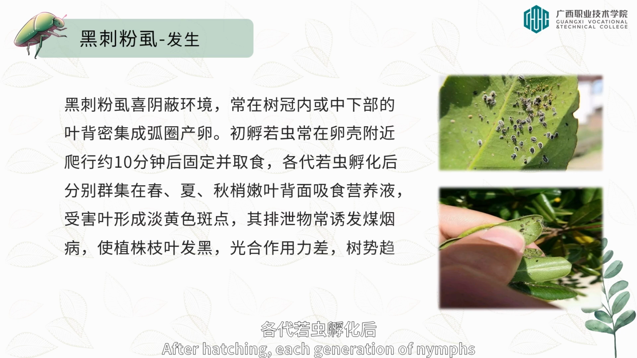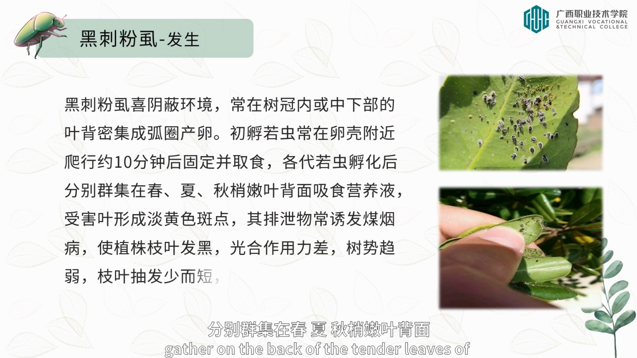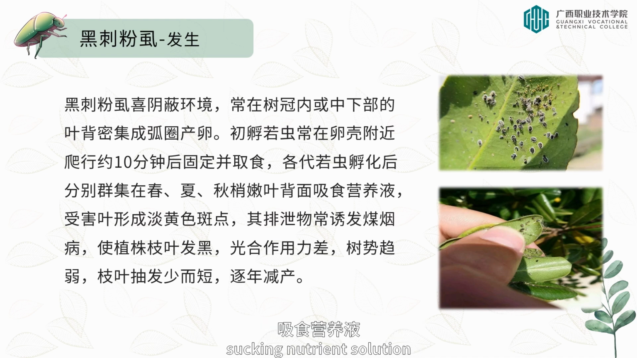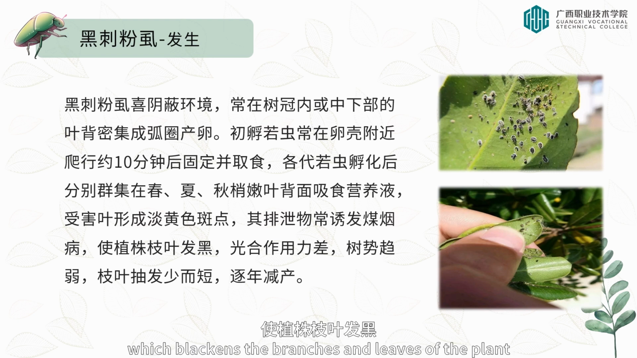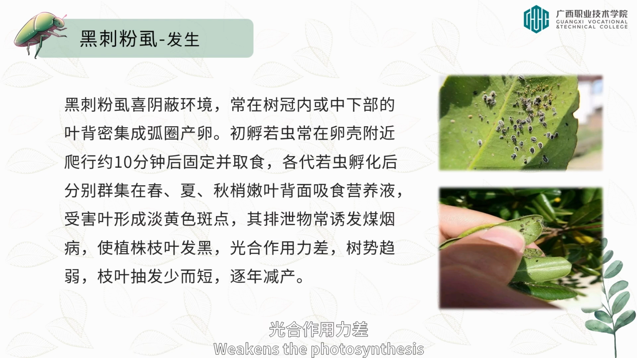After hatching, each generation of nymphs gather on the back of the tender leaves of spring, summer, and autumn, sucking nutrient solution. The injured leaves have yellowish spots on them. Spiny whitefly's excreta often induces sooty mold disease, which blackens the branches and leaves of the plant, weakens the photosynthesis, and weakens the trees. The branches and leaves become few and short. Yield reduces year by year.